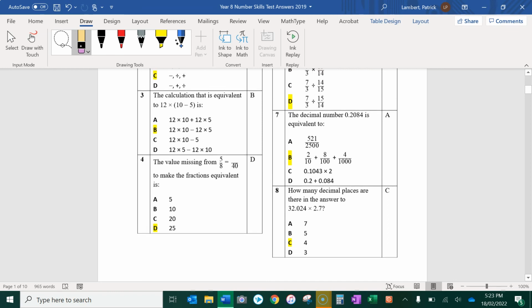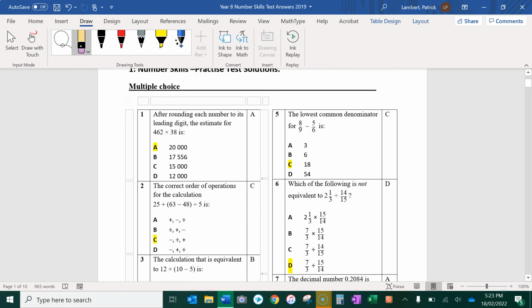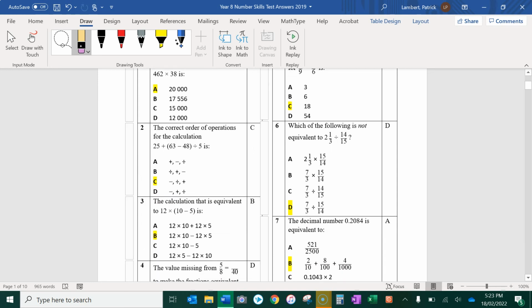All right, this is just an equivalent fraction. You multiply this by 5, so you have to multiply the numerator by 5 and you get 25. Lowest common denominator, the LCD, means the lowest number that both 9 and 6 go into. If you know your tables, you'll know that it's 18.